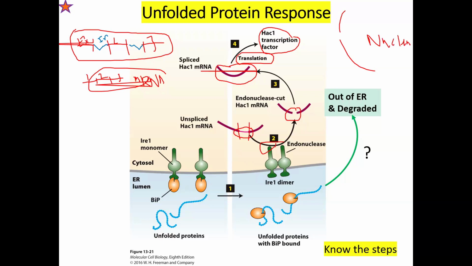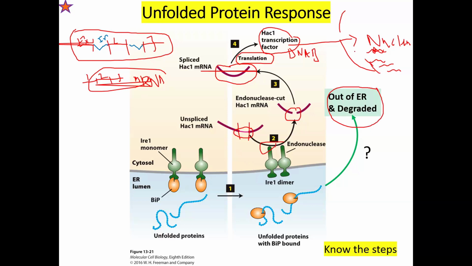This HAC1 transcription factor is a DNA binding protein. Remember that, you can write down that this is a DNA binding protein. And this is just a factor. This will go to the nucleus, and you have the DNA. It will bind to several regions of the DNA. That will transcribe mRNAs, lots of different mRNAs, which code for the degradation machinery.